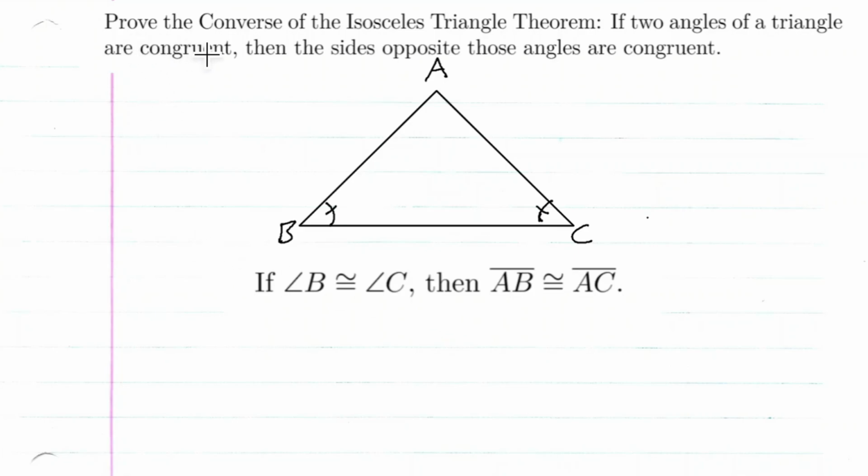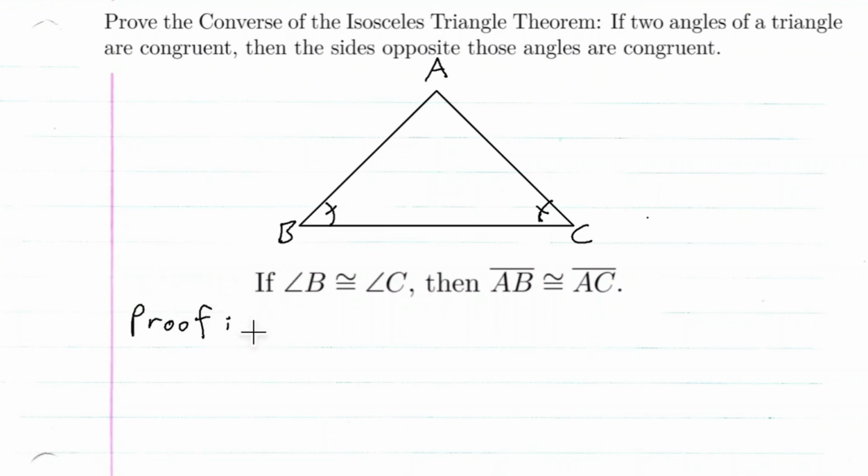Okay, so we're going to prove the converse of the isosceles triangle theorem, which states that if two angles of a triangle are congruent, then the sides opposite those angles are congruent. So if angle B is congruent to angle C, then AB is congruent to AC. So those two are congruent if we have these two angles congruent. So let's go ahead and start the proof.